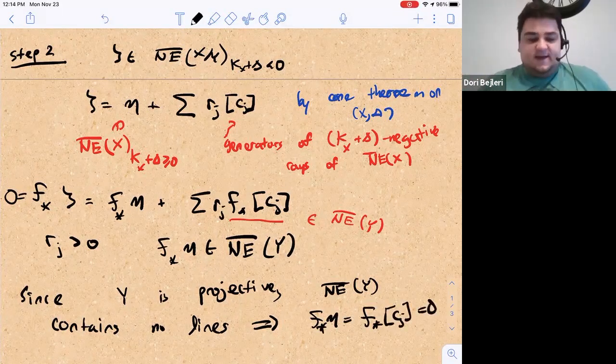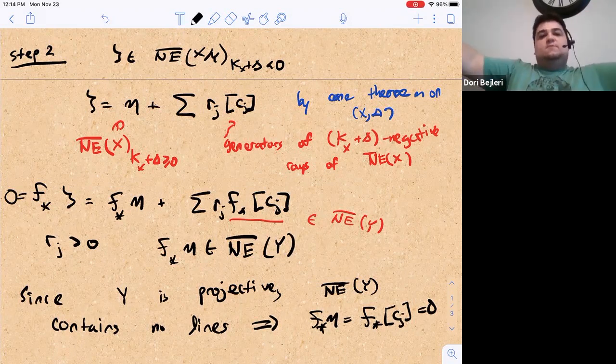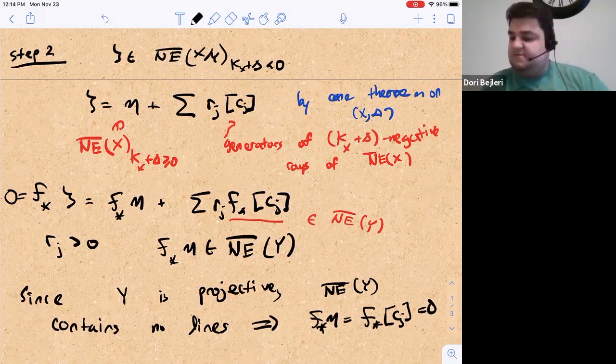Okay, and so that means that we've written things. We took some pseudo-effective class that's contracted by f. We wrote it down using the cone theorem on X, and then when we push forward, we checked that the way we wrote it down has to already be a decomposition inside of the relative cone, because both the eta and the C_j's are contained in the fibers of f.